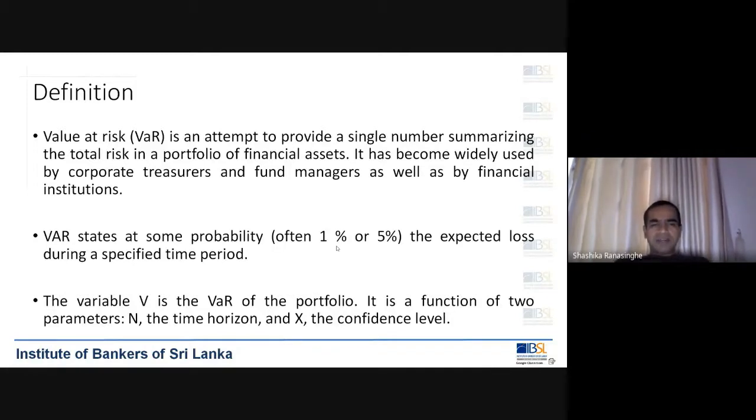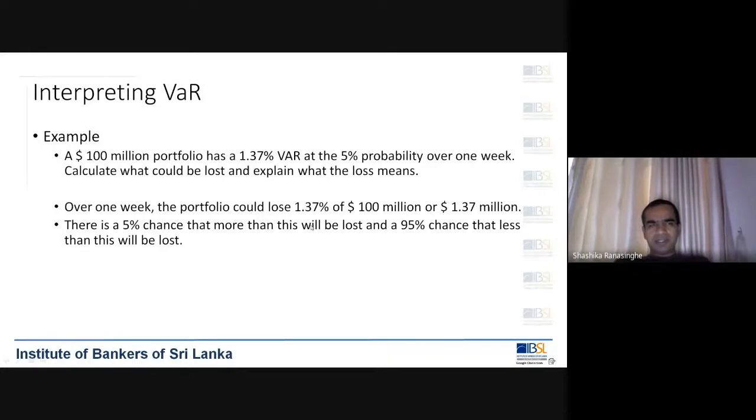The variable V is the value at risk of the portfolio. It is a function of two parameters, the time horizon and the confidence level. And so remember, for value at risk to make any sense, you need the time as well as the confidence level. All right, so let's see what this means.